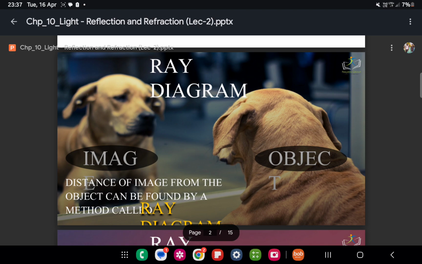First we will see that this part is known as the object. Here they have taken one example: a dog sitting in front of the mirror. What we are seeing on this side is the image. The distance of the image from the object can be found by a method called the ray diagram. You already studied that in the previous topic. The distance of the object from the mirror is equal to the distance of the image from the mirror.